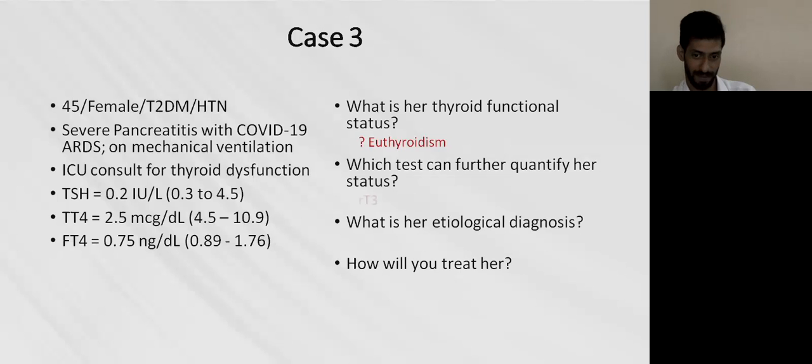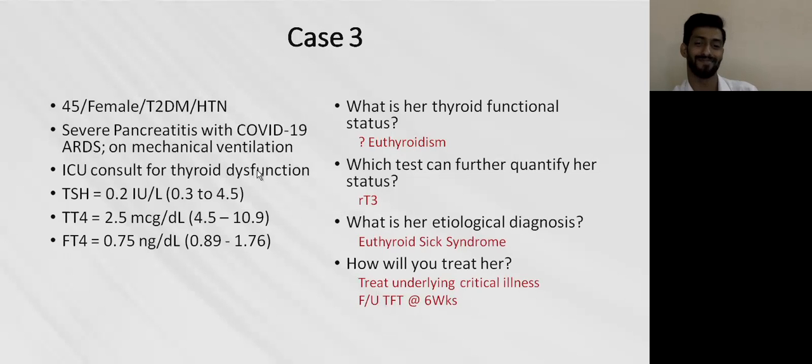Reverse T3, very good. Like we said, in stress states, the balance of the deiodinase enzymes shifts from 3 to 1, 2. So then you get more reverse T3. Okay, sure. How do we treat her? Yeah, treat the underlying critical illness. Very, very important to repeat a thyroid function test at 6 weeks.